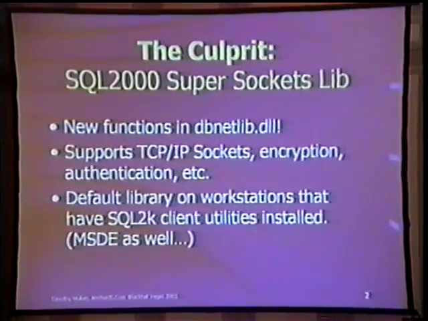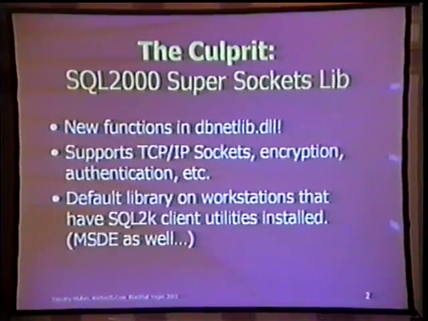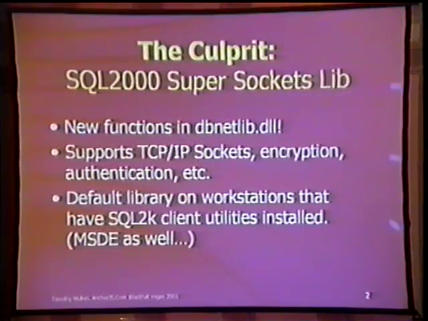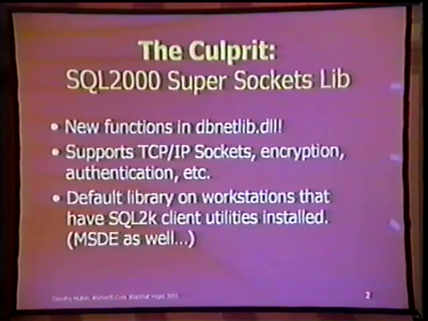So SQL 2000 has included some new functionality where we've built in support for authentication structures, TCP/IP sockets, encryption, all of that stuff in a group of libraries called on the client side, dbnetlib, and on the server side, ssnetlib, okay? When you install SQL 2000, these guys are set up as the default, TCP/IP and name pipes. It will also do that on the client side as well.